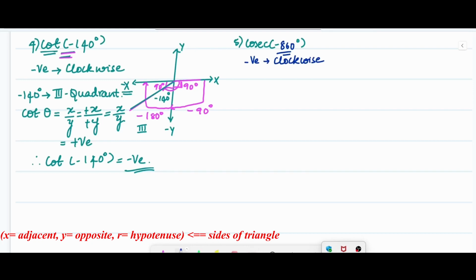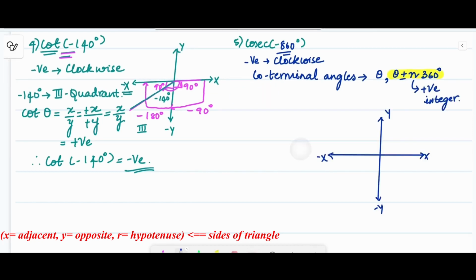So here we can consider the coterminal angles concept. The criteria here is that theta and its other angles should be in this form, that is theta plus or minus n of 360 degrees, where n is always a positive integer. Since the value is negative 860 degrees, we have to write it in the format of theta minus n of 360 degrees. So when we do that, this value here will be the highest value in the equation, and when we do the calculations we will get a negative value of the coterminal angle, that is negative 860 degrees.